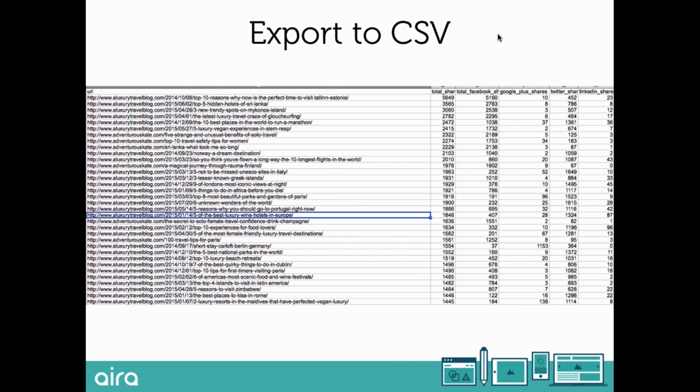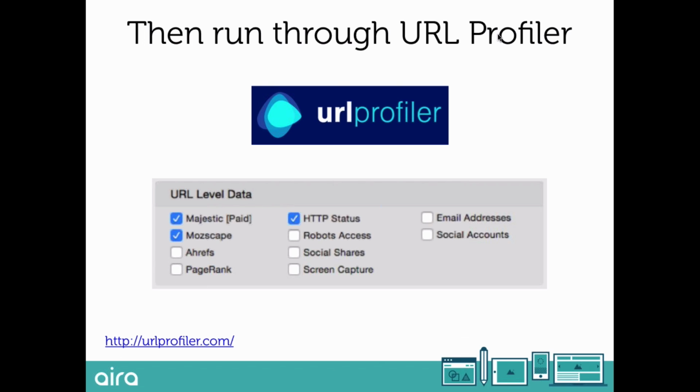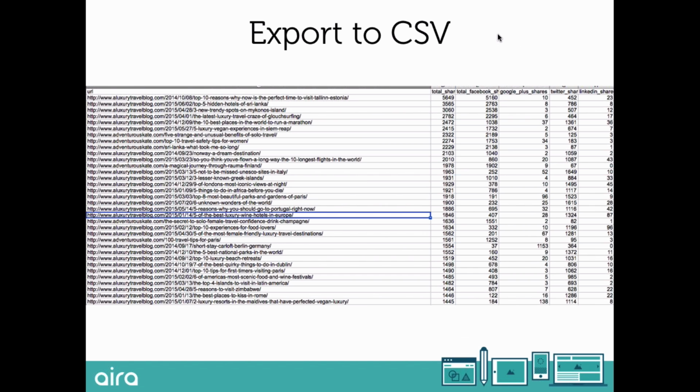Once you've run one of those searches and combined all those competitors, you want to export the list to a CSV. And then the next step is to get the link metrics for each of these URLs. So you can see here, these are the most popular URLs on our competitors' websites by social shares, but we also want to see who's doing well in terms of links.